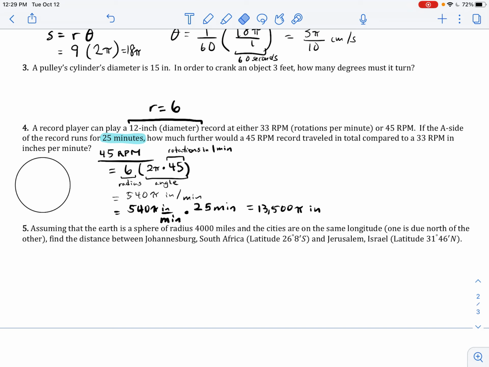Okay? So just to recap our process here, we found the angular speed. I'm going to get rid of the S because that might have been a little bit confusing. To find the linear speed, we found the angular speed, which was 90 pi radians per minute, and then we multiplied it by our radius, which was 6. What that gave us was our linear speed here. Once we know our linear speed, we can calculate the amount of distance traveled over the course of 25 minutes.